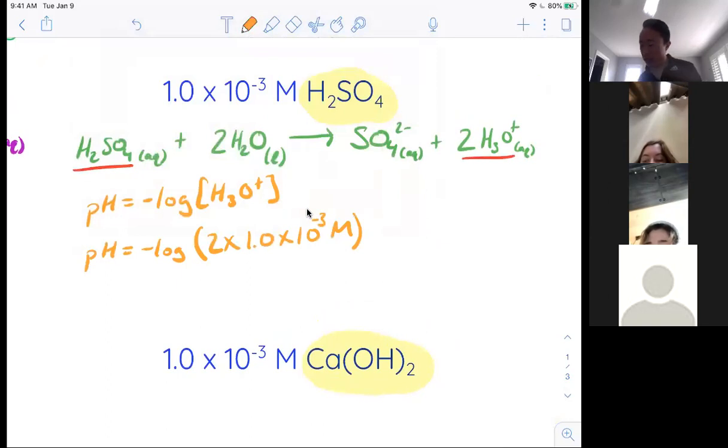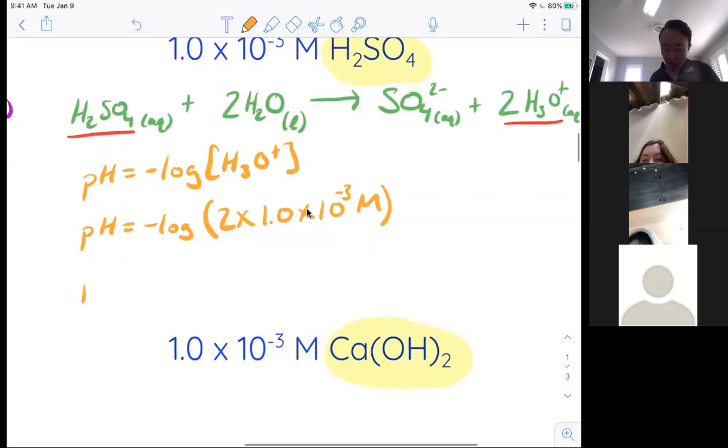If I do the exact same math times 2, we have more H plus ions in solution. And if there are more H plus ions, we get more acidic. The more acidic something is, the lower the pH is going to be. And so here I got a pH of about 2.7.